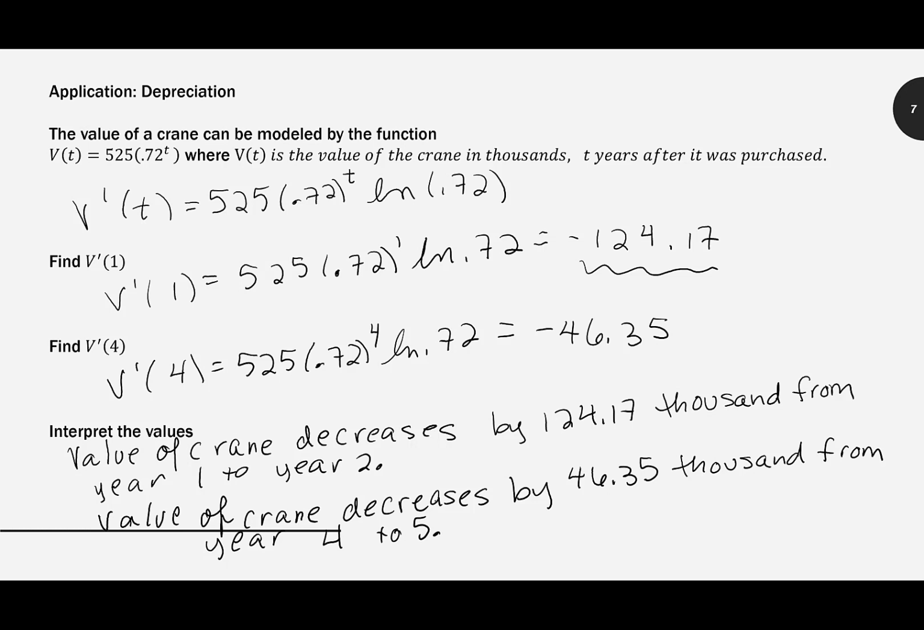The reason it's decreasing more at the beginning and less later is because the crane is worth more at the beginning. So just like having a car, we see the biggest difference at the beginning, and as the value decreases, then the rate of change decreases as well.